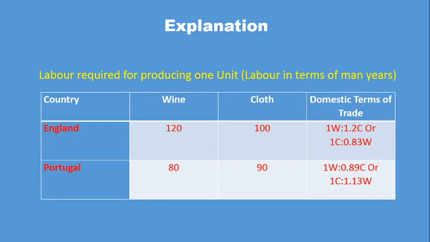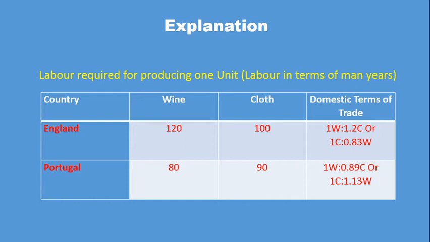It means Portugal has a comparative cost advantage in wine and comparative disadvantage in cloth irrespective of absolute advantage in both commodities. Under these circumstances, it is advantageous for both countries to have trade relations and Portugal should export wine and import cloth, while England should export clothes and import wine at any exchange rate between 0.89 and 1.2 units of clothes against 1 unit of wine.